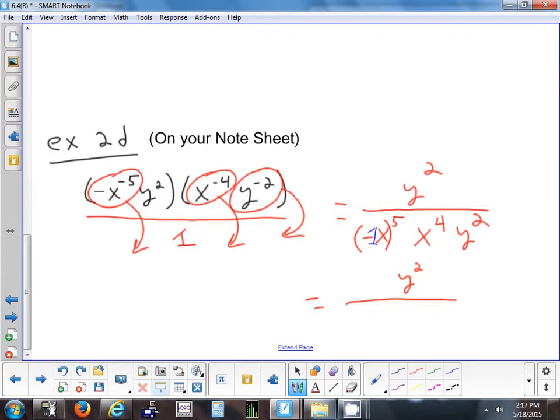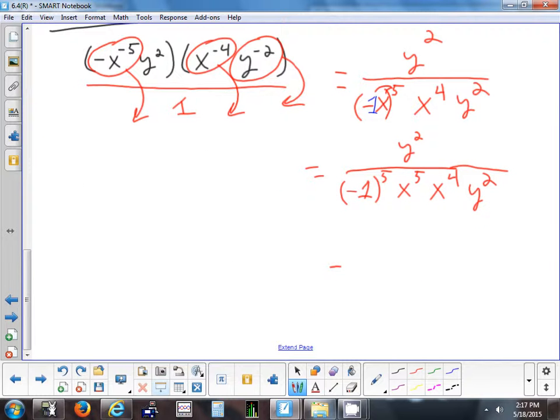Okay, so the way I want you guys to think of this rule, it's kind of like the warm-up problem we did. You've got negative 1 to the fifth power, and you've got x to the fifth power, and then we still have everything else we had before. The x to the fourth, and the y squared. Does everyone see what I did there? It's kind of like that distributive property to the exponents. Okay, let's simplify anything we can here. For now, the top, just leave it.